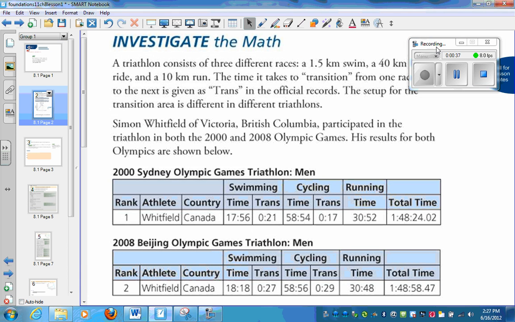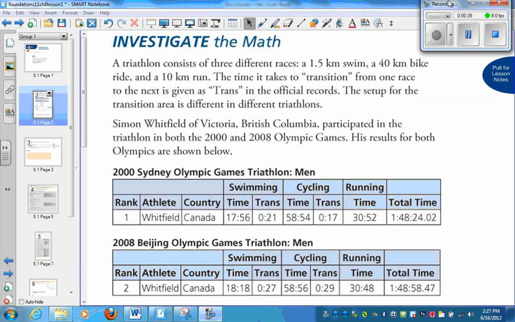So starting with this example, a triathlon consists of 3 different races: a 1.5-kilometer swim, a 40-kilometer bike ride, and a 10-kilometer run. Just a side note, Miss Canton has completed a triathlon. It was much shorter than this, but I've completed one.